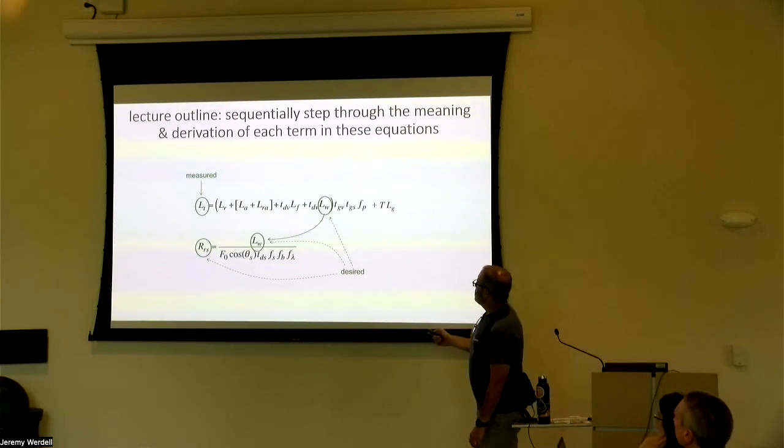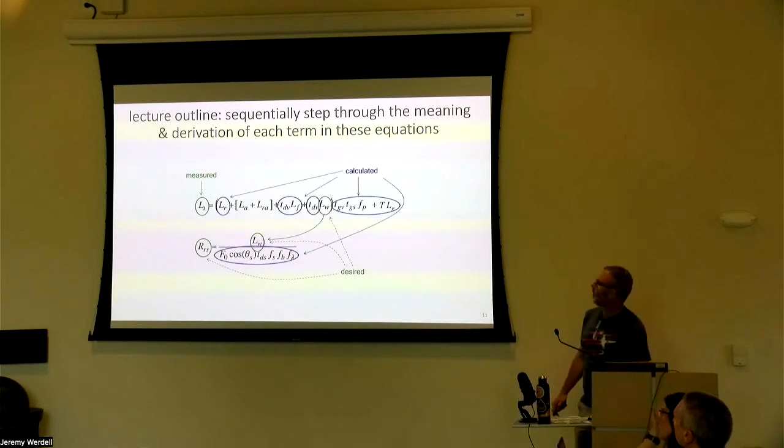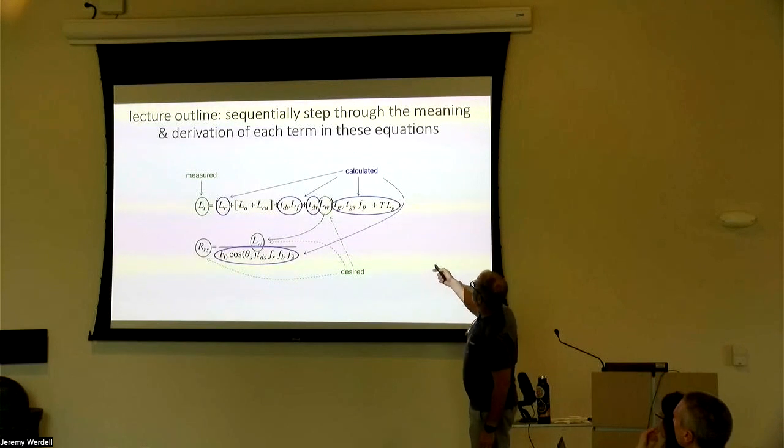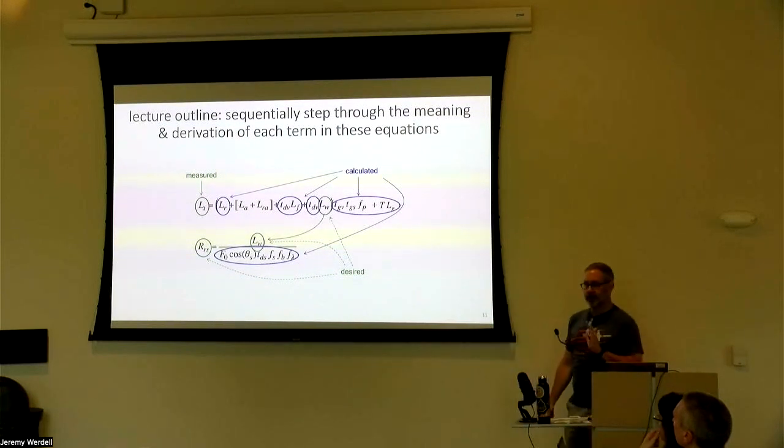Okay, so this is pretty much what I just said. We measure this, we desire those. Okay, so in this case, anything that you see in the blue circle here is something that we basically pre-calculate or can model.